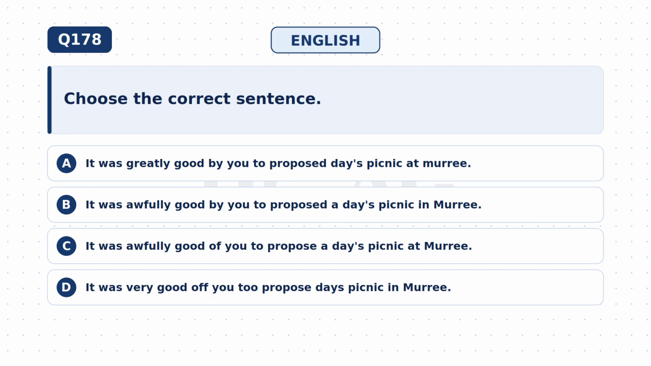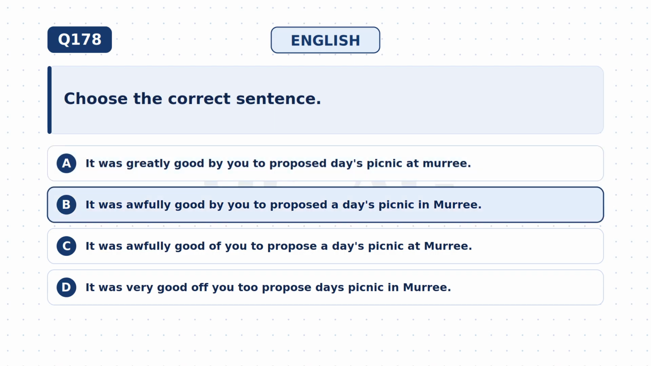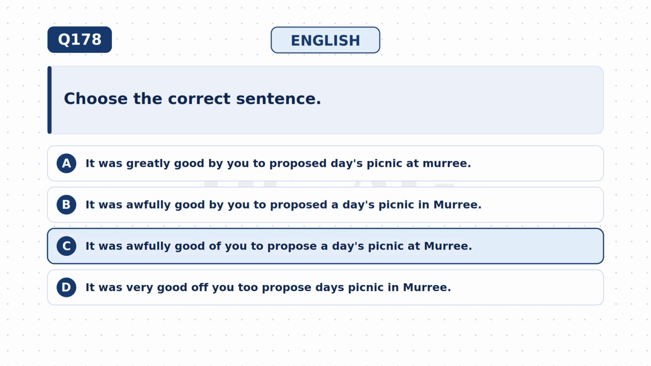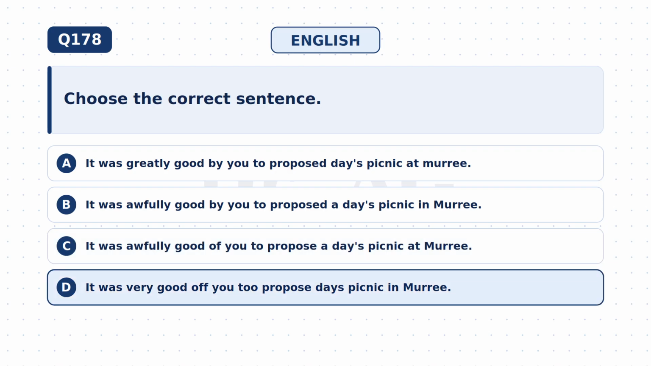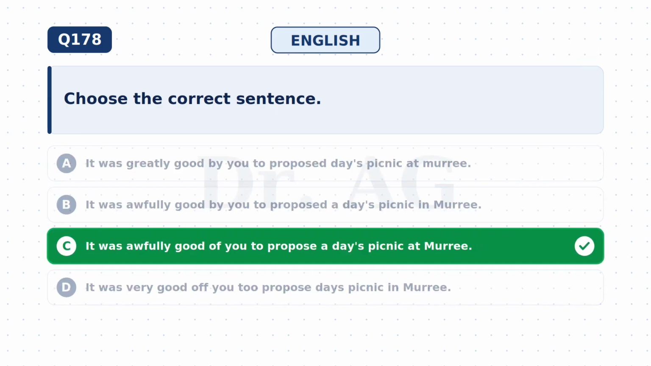Question 178. Choose the correct sentence. Option A, it was greatly good by you to proposed day's picnic at Murray. Option B, it was awfully good by you to proposed a day's picnic in Murray. Option C, it was awfully good of you to propose a day's picnic at Murray. Option D, it was very good of you to propose day's picnic in Murray. The correct answer is C. It was awfully good of you to propose a day's picnic at Murray.